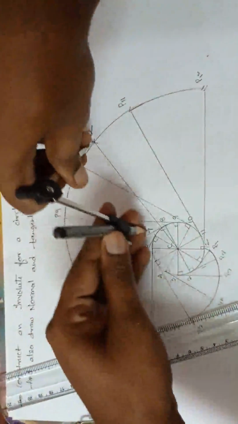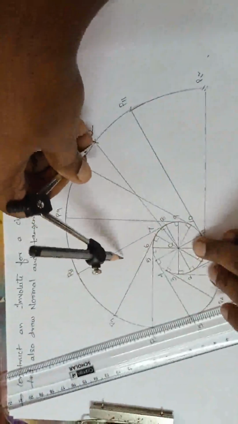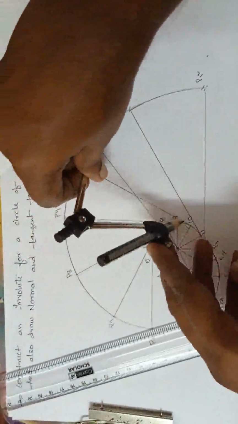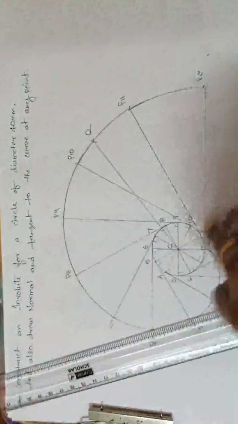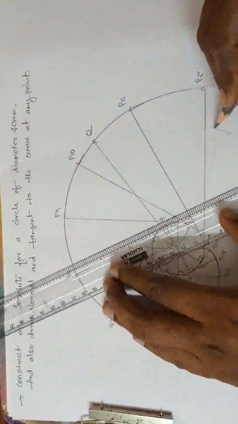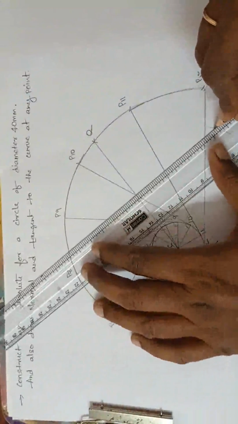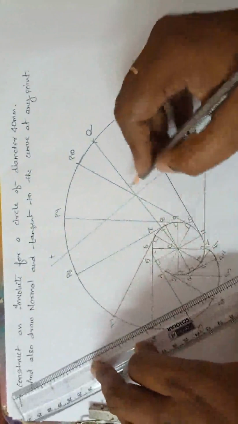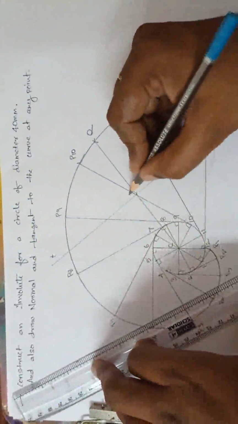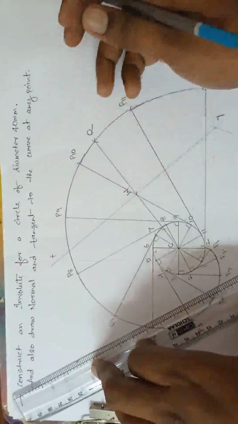With Q as center, take more than half and draw the arc on both sides. Done. Now with C as center, cut the previous arcs. Done. Join these two. This is X and this is Y. Now it is passing through CQ at a point, that is W.